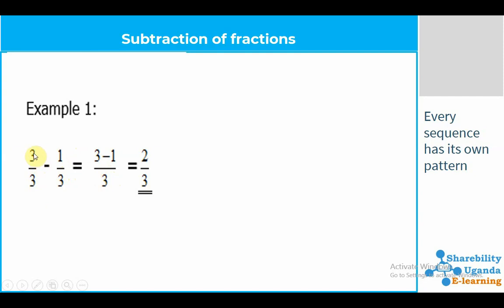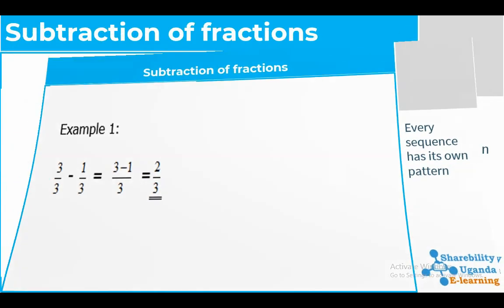So this is likewise done for subtraction. When our denominators are the same, you write the denominator, which is 3, and you subtract the numerators. So here we say 3 minus 1, and we get 2 out of 3. This is simple, and this is how we subtract fractions with the same denominator.